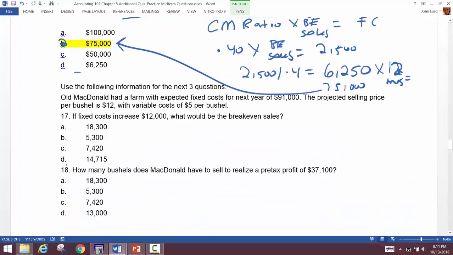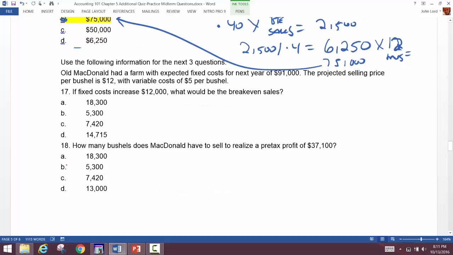I didn't make this up. Old MacDonald had a farm. Ha ha. Okay.